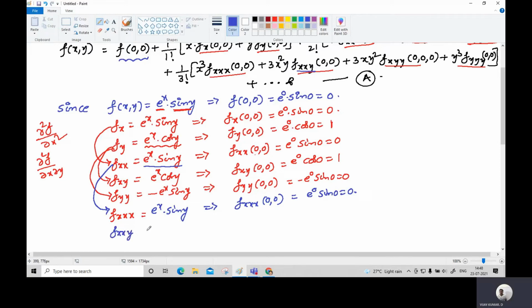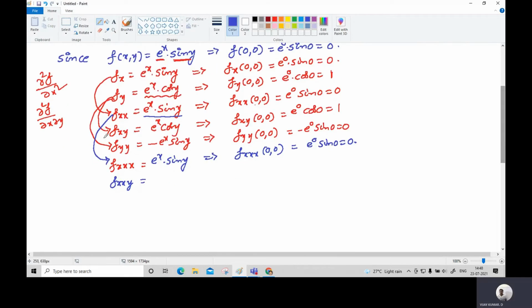Next, f double x y. F double x y is equal to, already we have fxy, this one. For this you should take another partial derivative with respect to x. Only e power x is the variable, so you will get e power x into cos y. So f double x y at origin is nothing but e power 0 into sin 0. Sin 0 is 0, you know it.